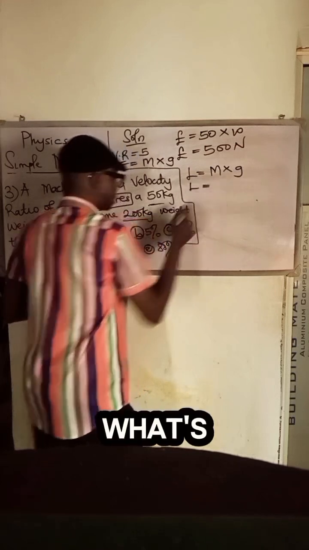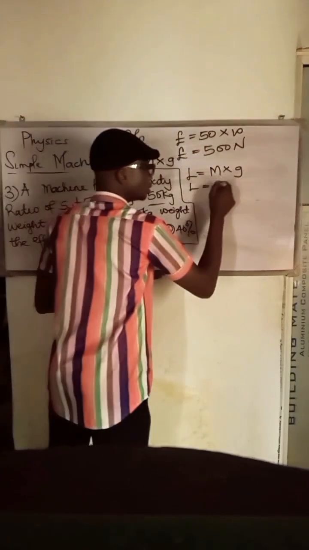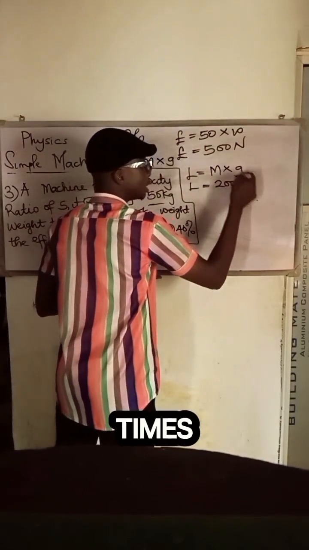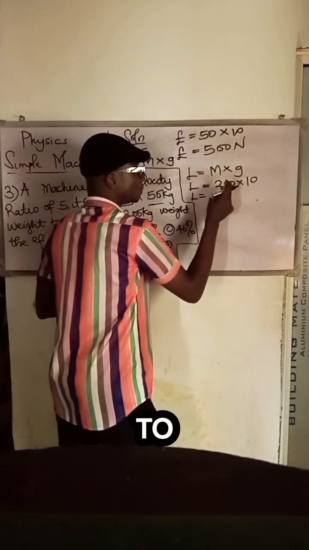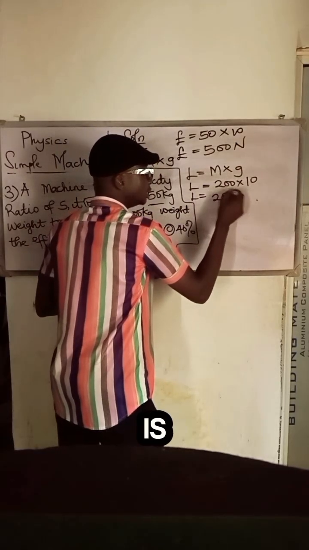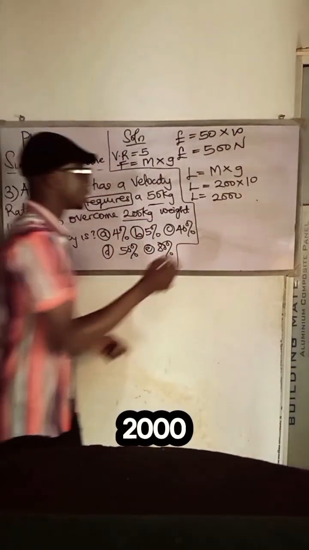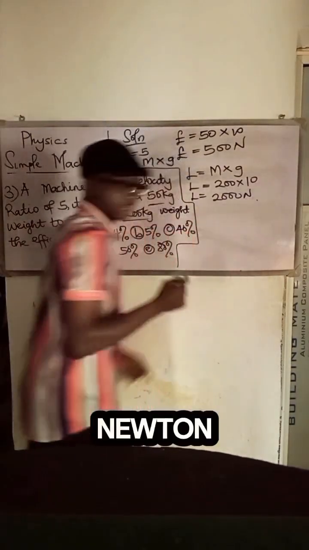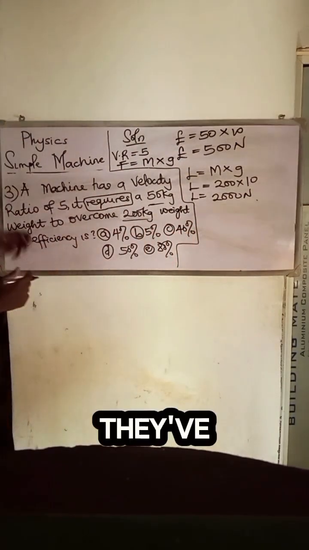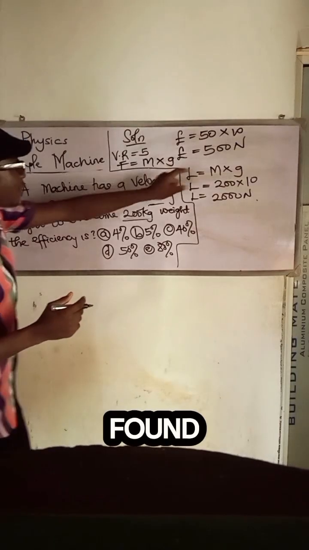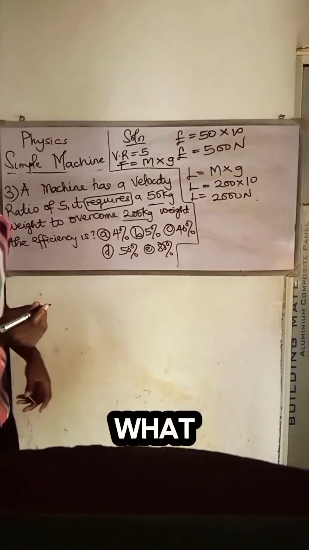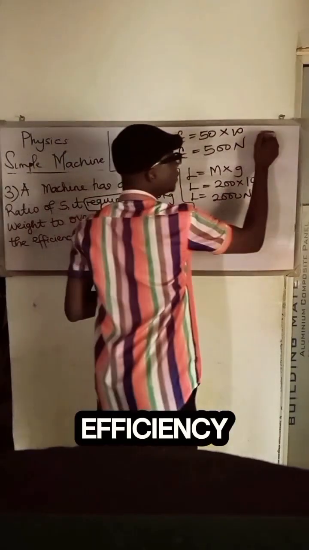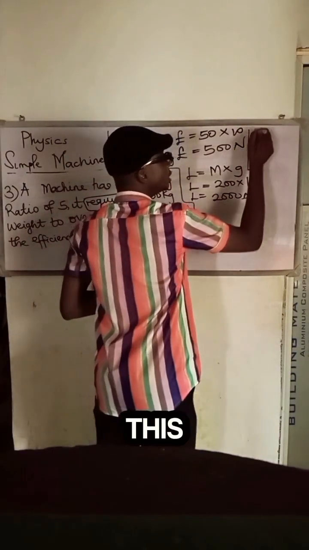And load is equal to, what's the mass? 200. 200 times gravity, which is 10. That is a constant value. Load is equal to 200 times 10, which is 2000. 2000 what? 2000 Newton. So they've given us the velocity ratio. We found the effort. We found the load. They say the efficiency is what?